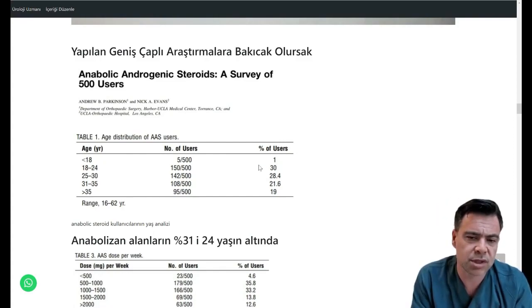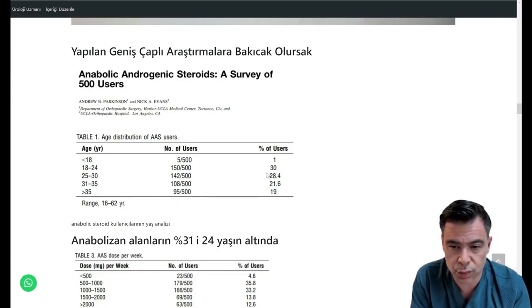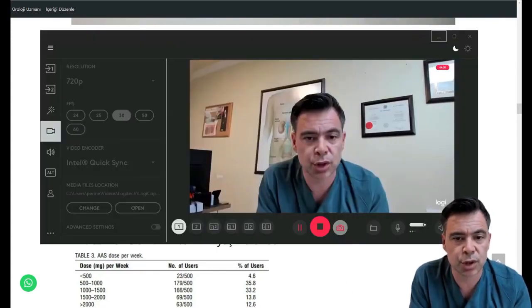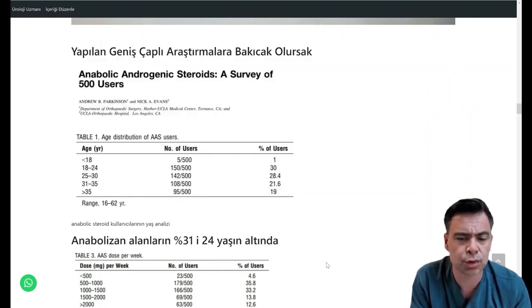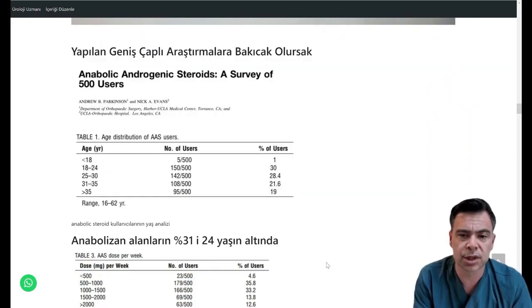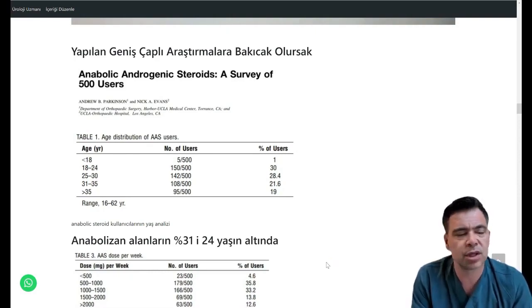In the Netherlands, there are specific anabolic steroid withdrawal clinics for anabolic steroid users. Abroad, this is now seen as a public health problem. And it is an important problem, because its use is becoming more widespread and the age of use is decreasing.